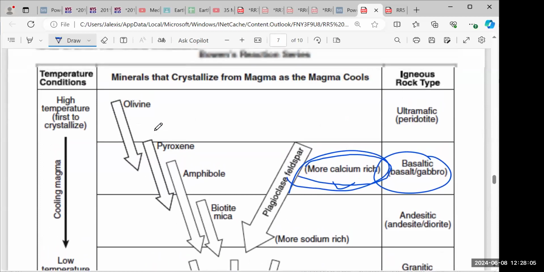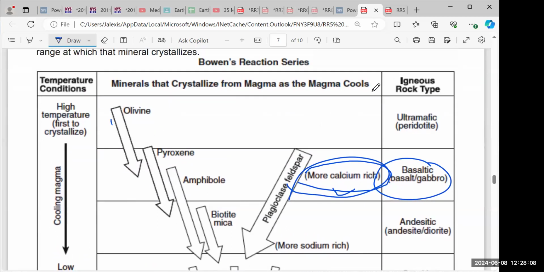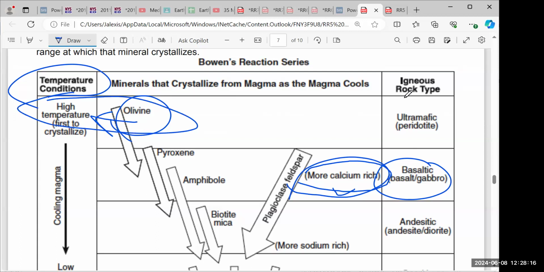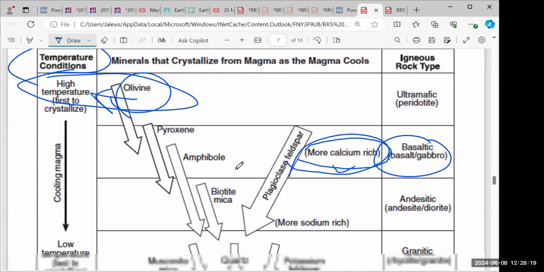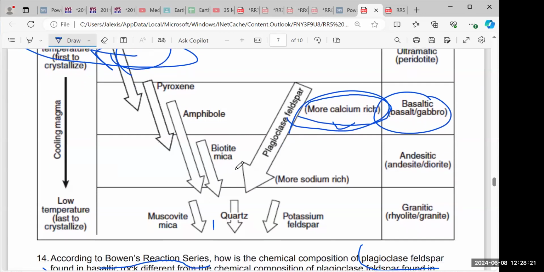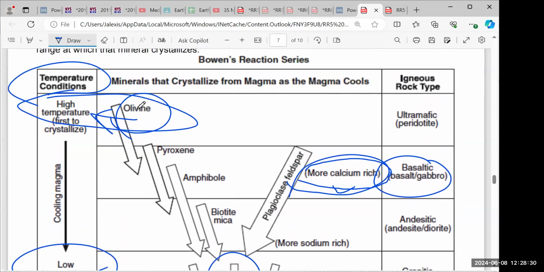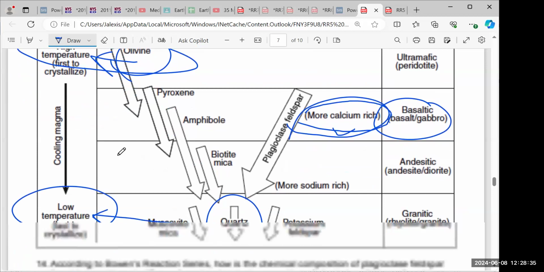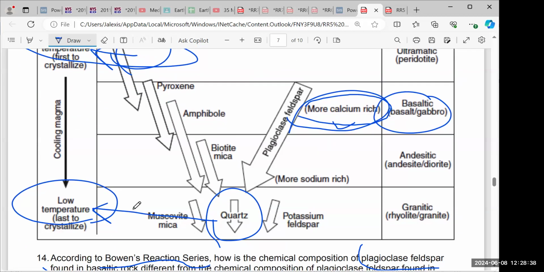Well, let's take a look. What is the temperature condition of olivine? The temperature condition is that olivine has high temperature. It forms in high temperature. What is the temperature condition of quartz? It has low temperature. And that's your answer. Olivine has high temperature. That's the condition. It's created in high temperature. And quartz crystallizes in low temperature. And that is literally your answer for number 15.